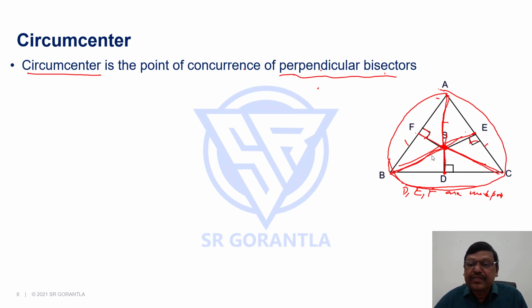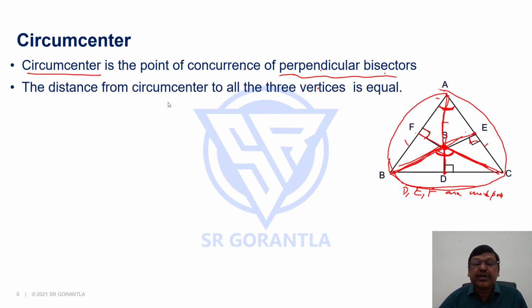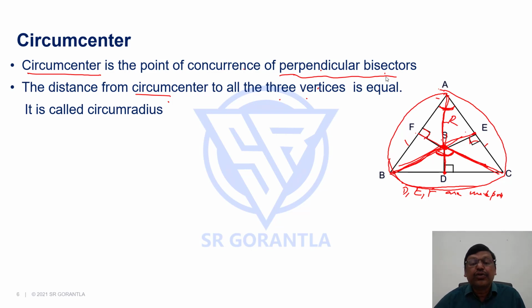The third point is the angle at the circumcenter. Suppose I take this angle BSC, it equals twice its opposite angle. Let me show you. The distance from the circumcenter to all the three vertices is equal. We call this circumradius, capital R. You know, going back to the session on area of triangles, one of the formulas we discussed for the area of triangle is abc by 4R, where capital R is the circumradius. This is circumradius, right?